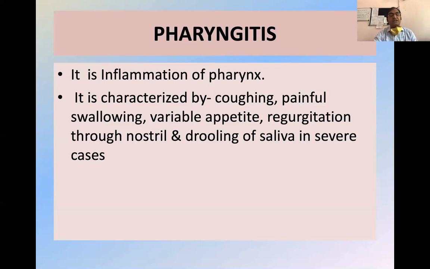And certainly whenever there is pain in the oral cavity, the animal will show variable appetite. Sometimes it stops feeding, sometimes there is a loss of appetite, and sometimes there is regurgitation through the nostril or drooling of saliva in severe cases. So these are the very important cardinal signs you have to keep in mind.